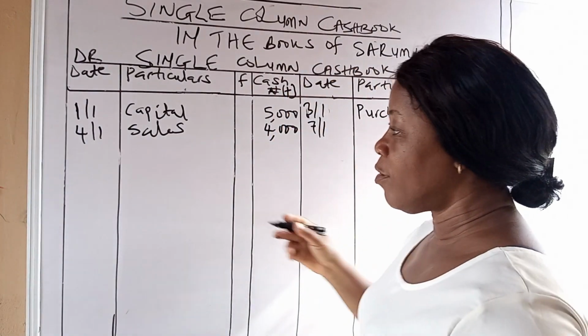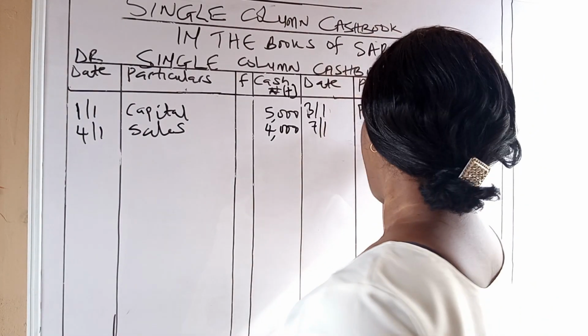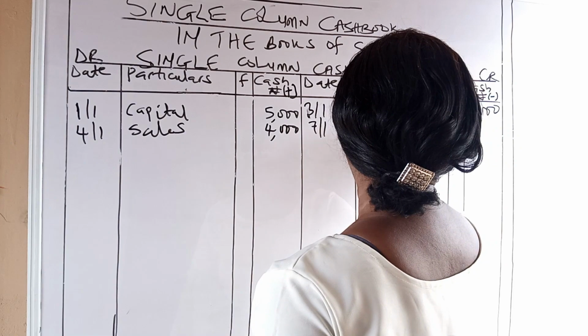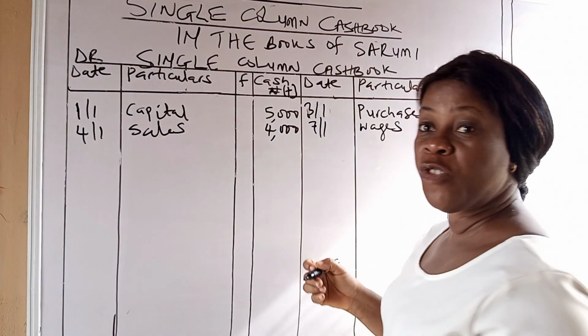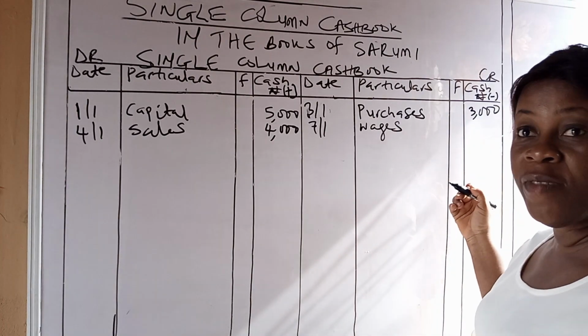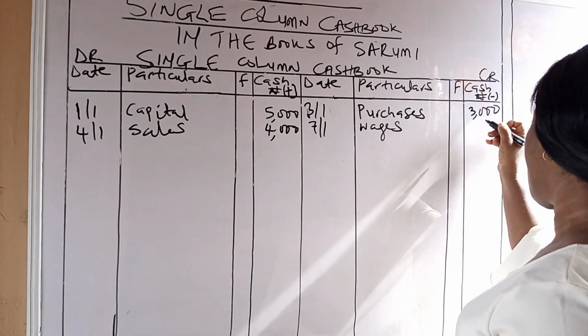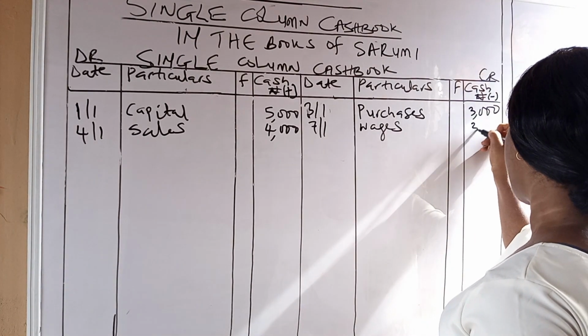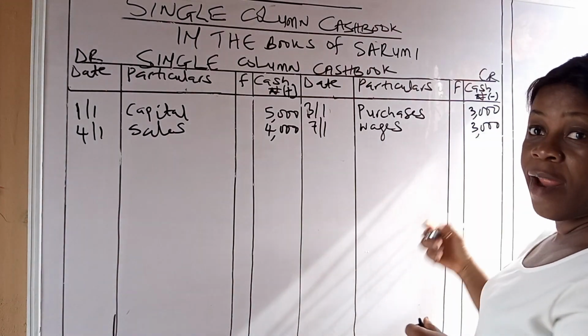That's January 1. So wages is the nature. The reason why the money was paid was for wages. So wages will be the nature of the transaction, and coincidentally it happens to be 3,000 naira.